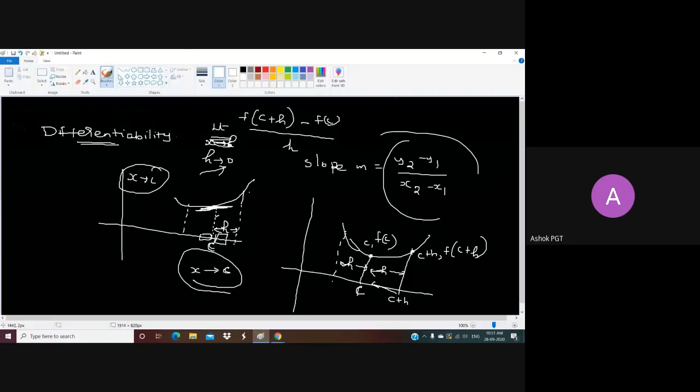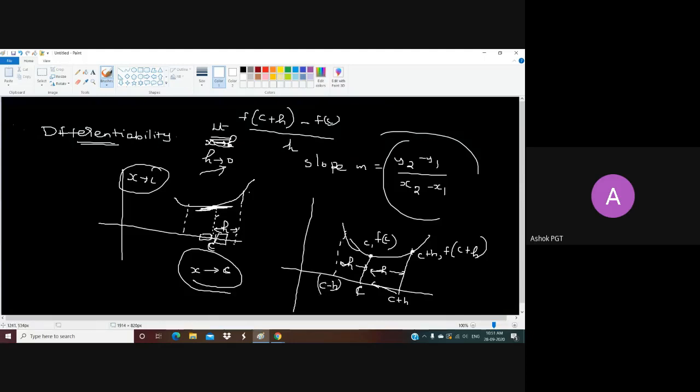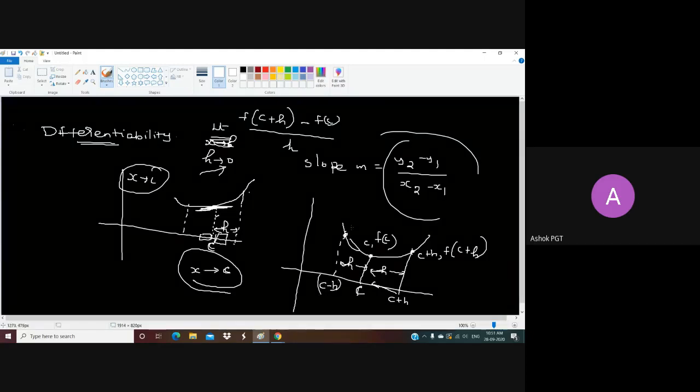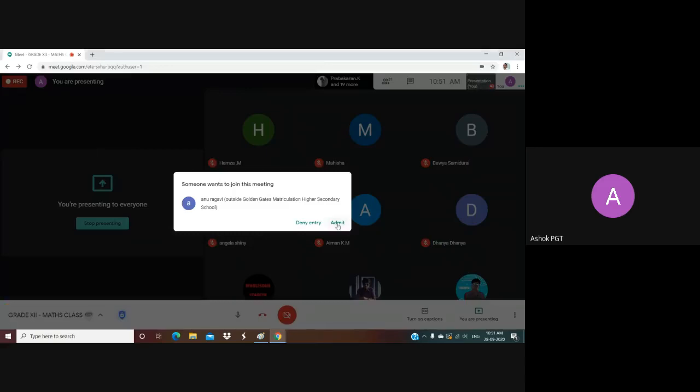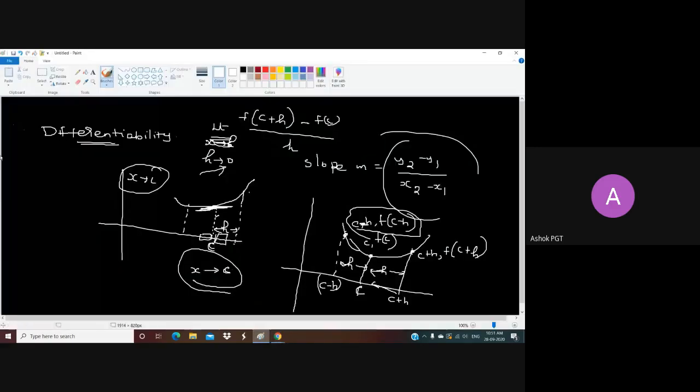On the left-hand side, let us say this point is C minus h. So the coordinates of this point will be (C minus h, f of C minus h). Again, if we use the same formula, we get the limit as h tends to 0. We are approaching C from the left-hand side.